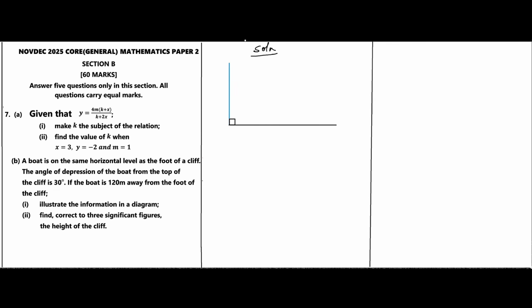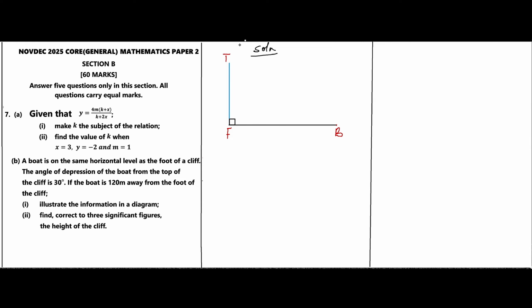Now, we have our boat represented in the red ink. So B represents the boat. So with this, we could see that this is the boat. This height here represents the cliff. This is the foot of the cliff. So let's represent that as F. So this point here is the foot of the cliff.